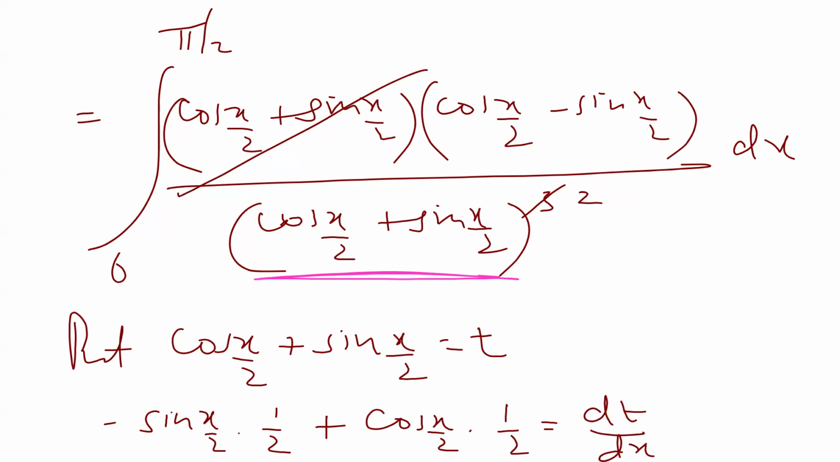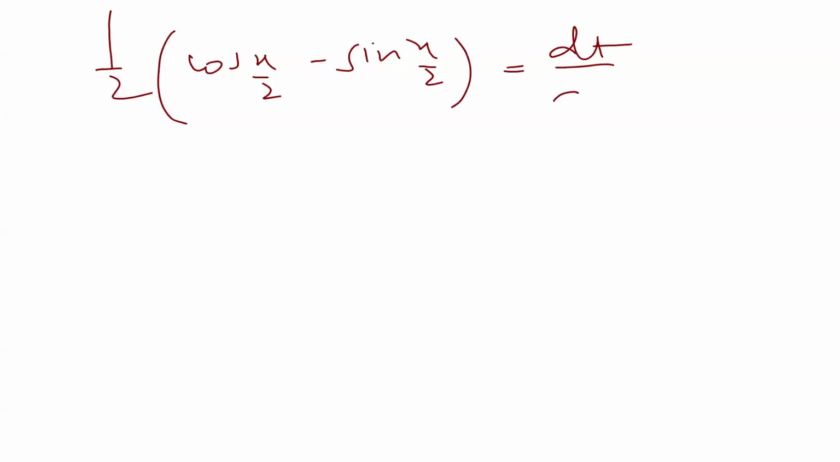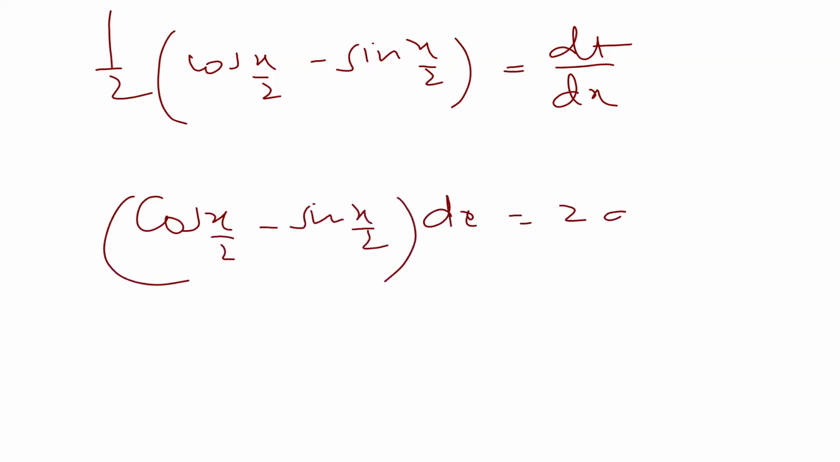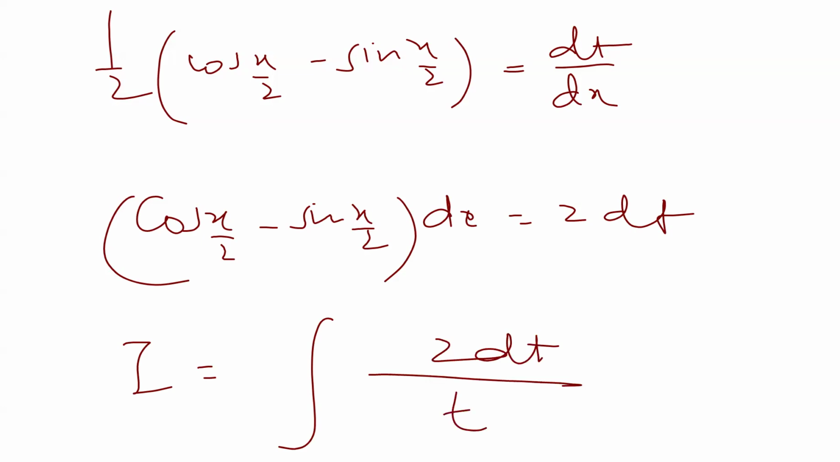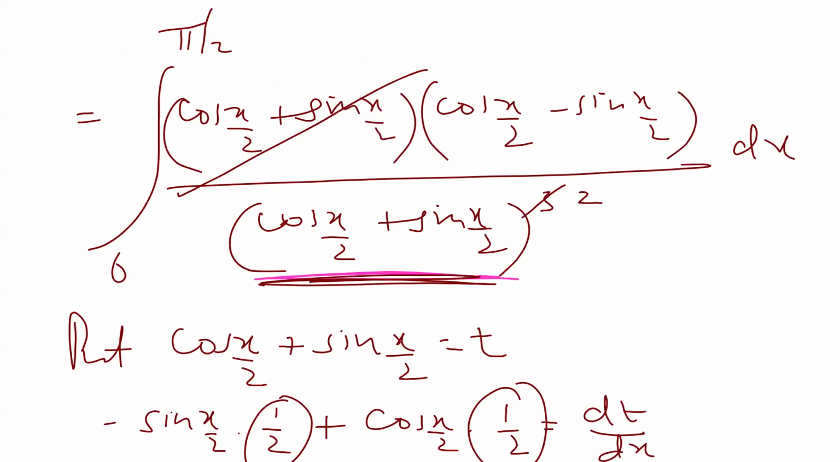So you can take this half outside, then cos x by 2 minus sine x by 2 dt by dx. So cos x by 2 minus sine x by 2 dx equal to dt integration. Okay, so this is 2 dt upon t square, right? Why t square? Because this is t and this is 2.